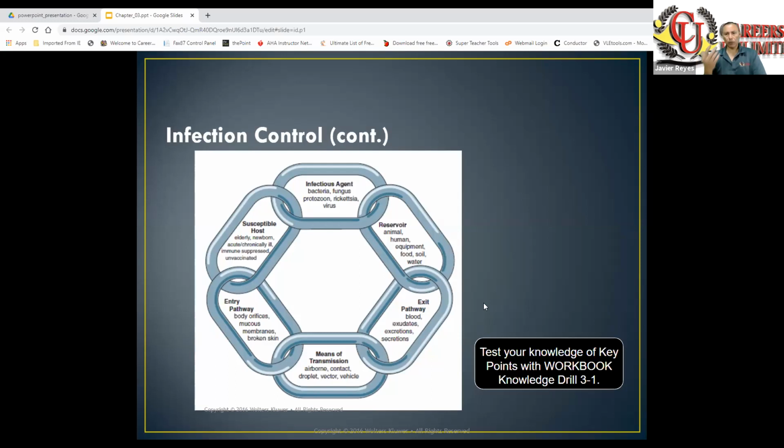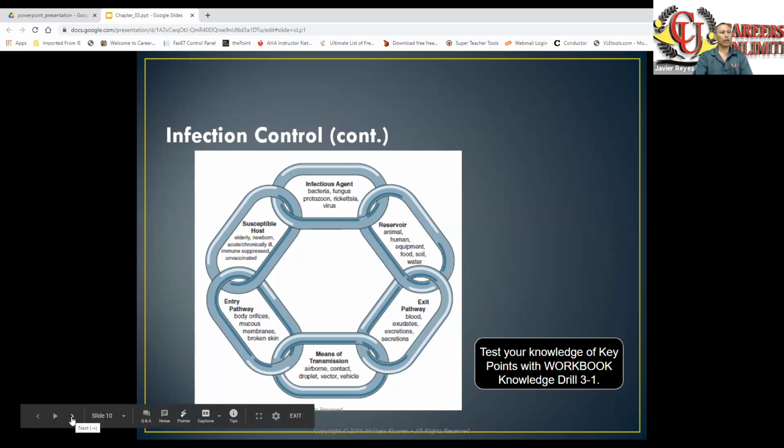How does it make it into our body? Is the insect going to have to bite us? Are we going to inhale it? What's going to happen? Does it come in through an open wound? And of course, you need a susceptible host. That would be us, someone with a weak immune system.